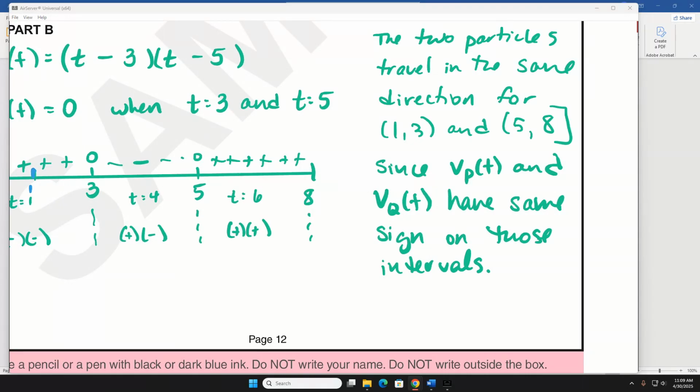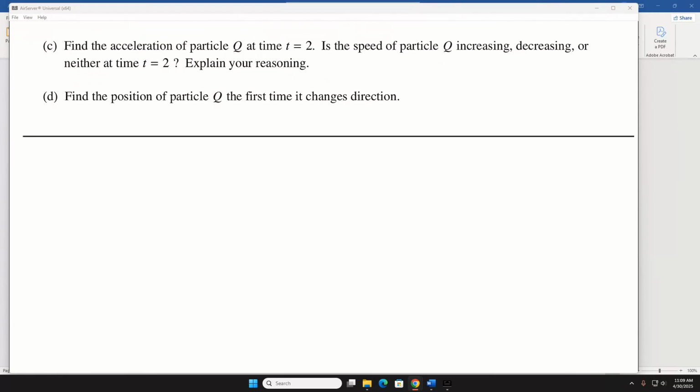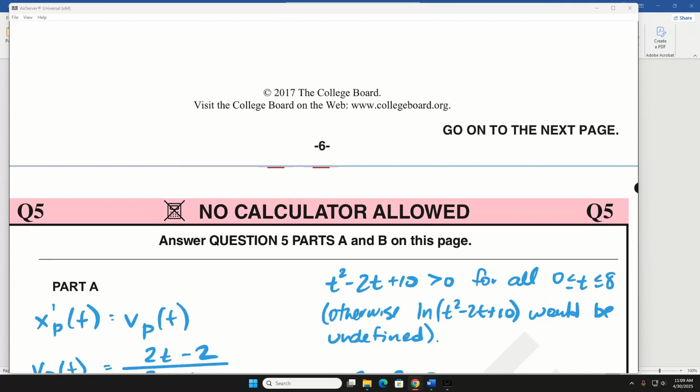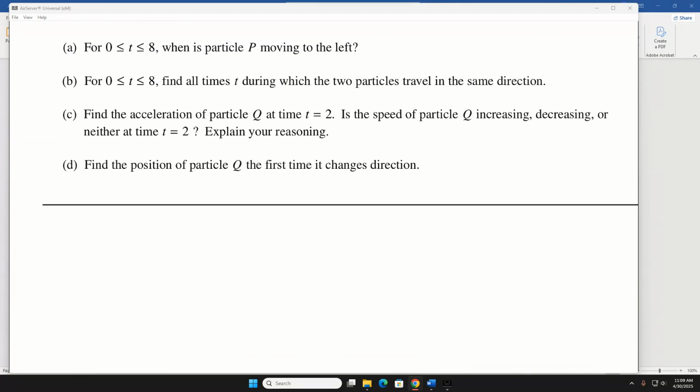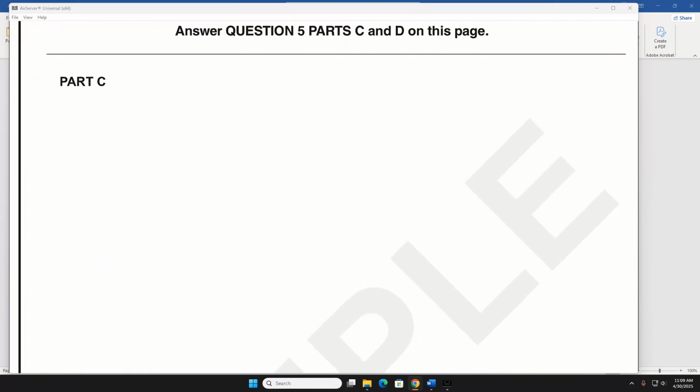All right. And then part C asks us to find the acceleration of particle Q at time 2. So let's just do that, because sometimes when I'm doing multiple things, I forget to go back and answer that question. So let's just find the acceleration of particle Q at time 2. We need to tell the person writing or grading our test that we know that V prime sub Q of t is the acceleration of t.